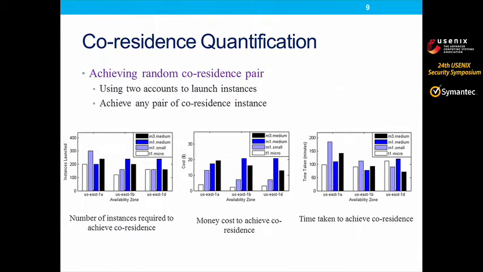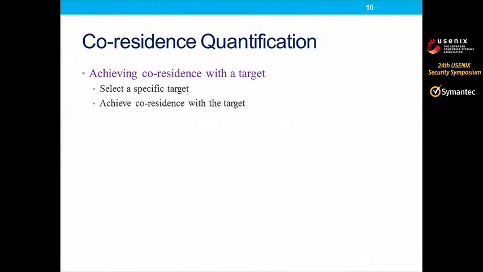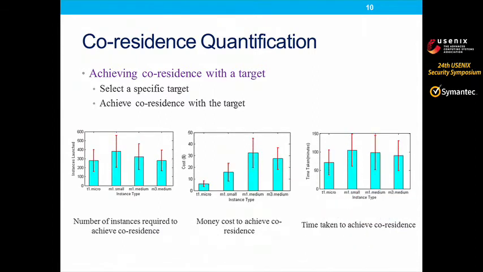And as we can see, in the default EC2 networks, it is not very easy to achieve co-residence. An attacker might need more than 200 probing instances to get a random pair of instances on the same physical machine. In a more real-world-like scenario, an attacker needs to place the attacker instance on the same physical machine with one particular target. So we also quantified such a scenario, and the following figures show how many probing instances, the money cost, and the time taken to achieve co-residence with one particular target. And as we can see, the attacker needs around 200 to 300 probing instances to achieve such co-residence.